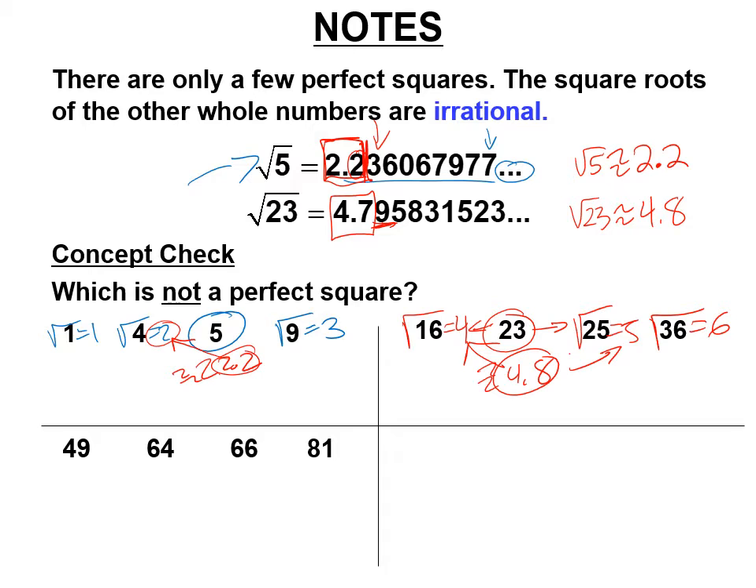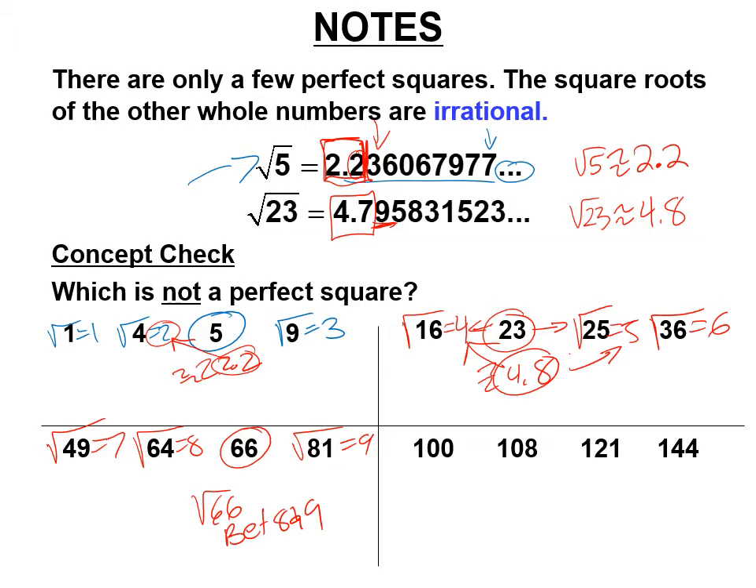Which one's not the perfect square? Hopefully you see that one. Square root of 49 is 7, square root of 64 is 8, square root of 66, I don't know, square root of 81 is 9. We know the square root of 66 is between 8 and 9 somewhere. It's a number that goes on forever. Every whole number that is not on the perfect square list has an irrational square root.